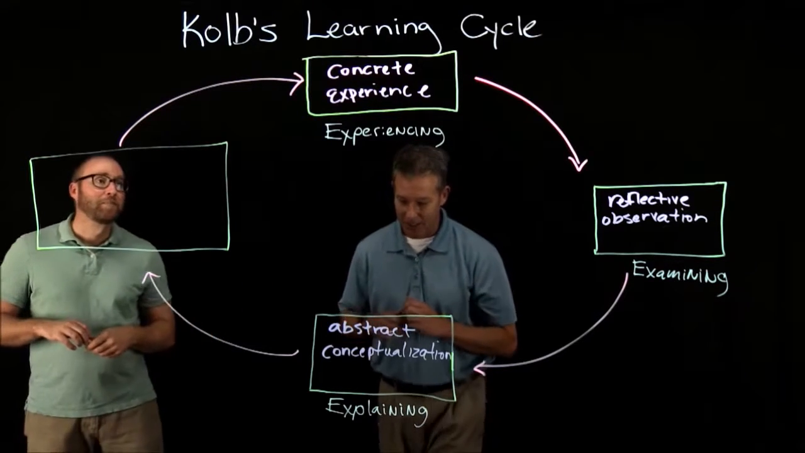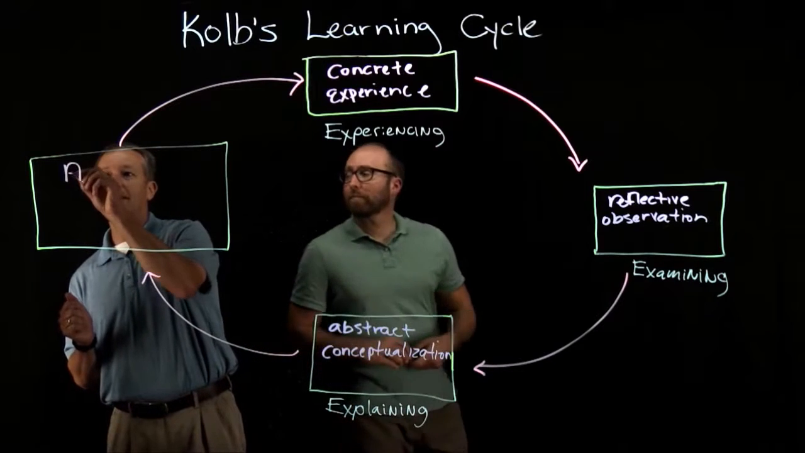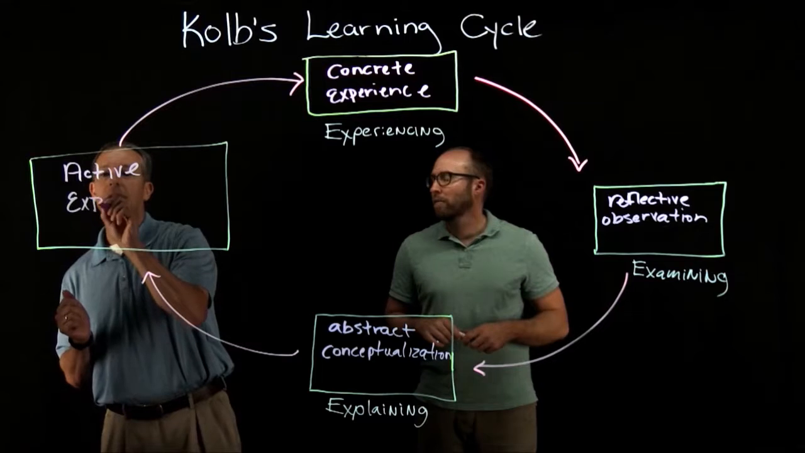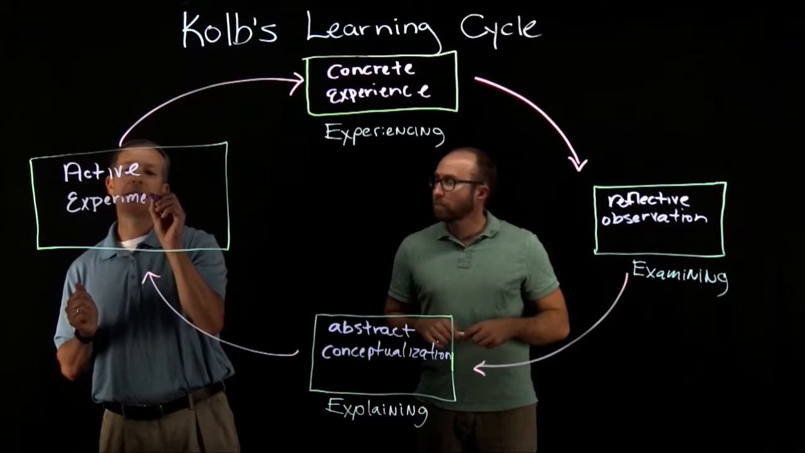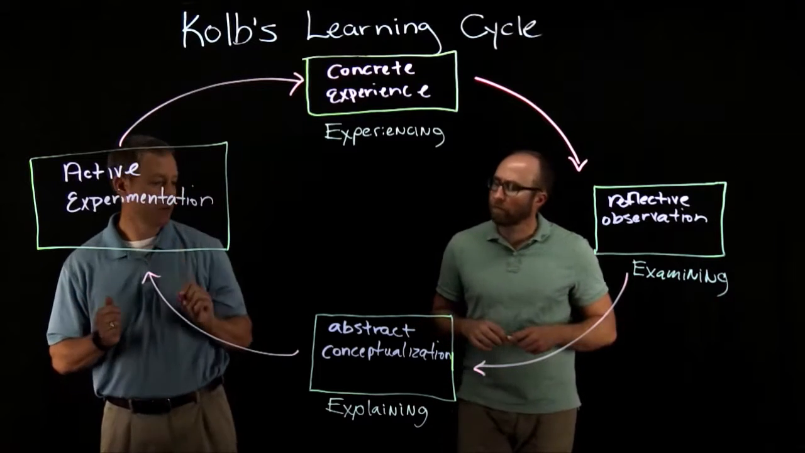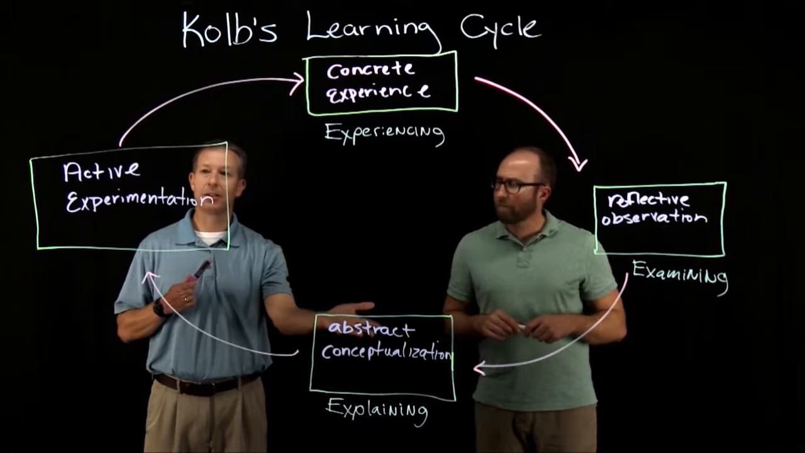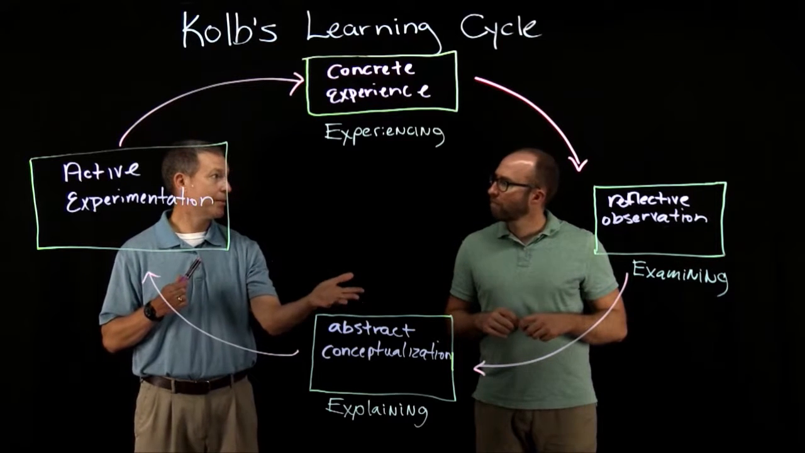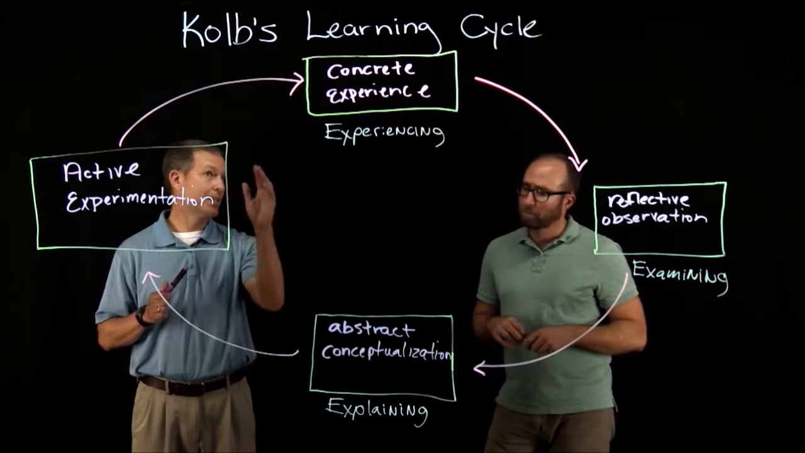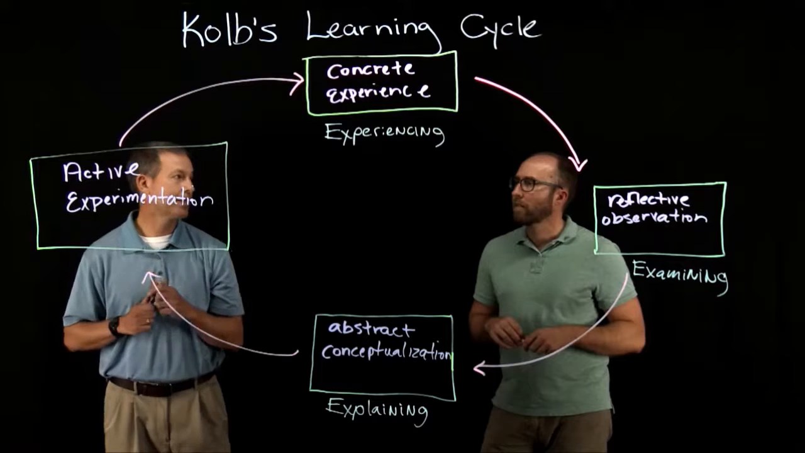Cool. Good. Great. So the last step, I kind of alluded to this before, is active experimentation. And this is where the students take what they've generalized in this phase of the learning cycle, and they say, okay, does this hold up to a new situation where it might be a little bit different than the original experience that we had? So this is, they're applying what they've learned.